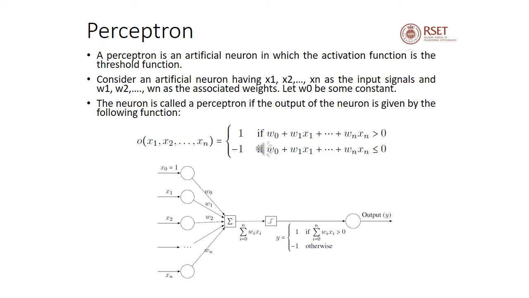In this flow chart, you can see the different inputs, weights and the summation, and here we have applied a threshold function. If the sum of wi times xi is greater than 0, the output is 1. If it is less than 0, the output will be -1.